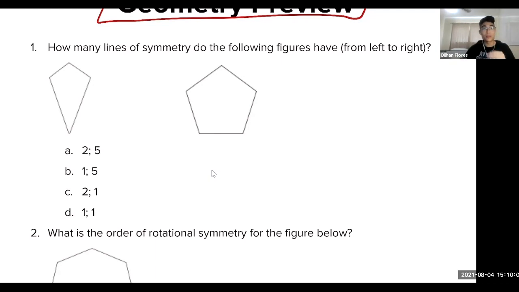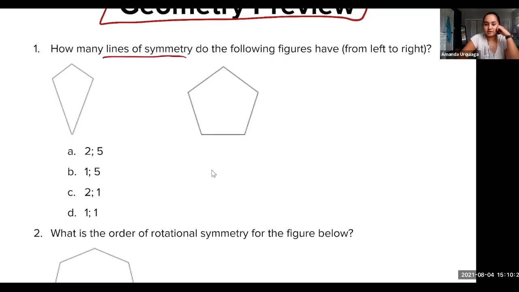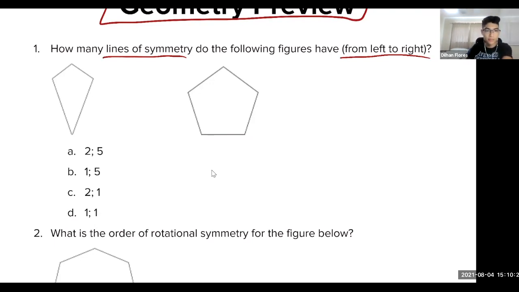We're ready to go. So actually, Amanda, I know you don't have the document printed, but you can still read the question for me, right? How many lines of symmetry do the following figures have from left to right? Okay, awesome. So line of symmetry. What is a line of symmetry? All right, this is going to be like the line that goes down between two sides that are the same. Spot on. Absolutely.